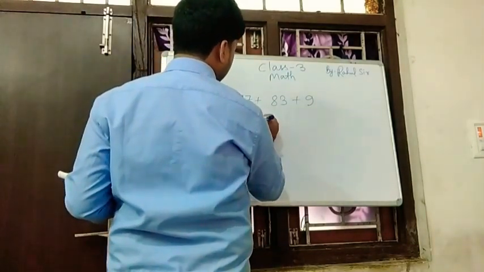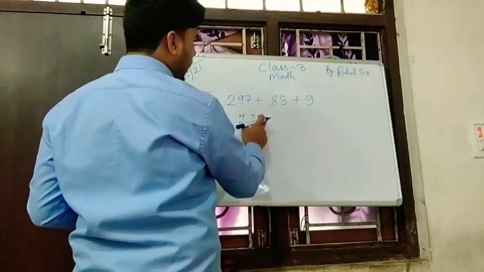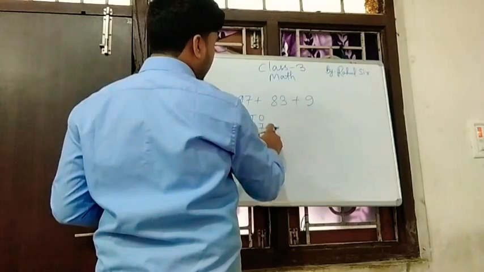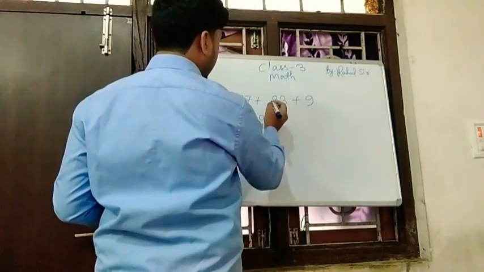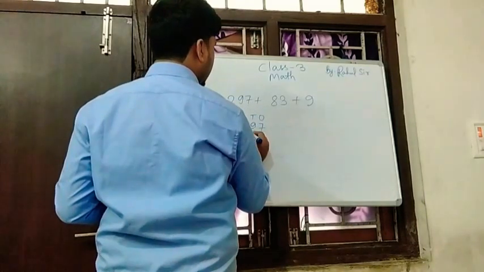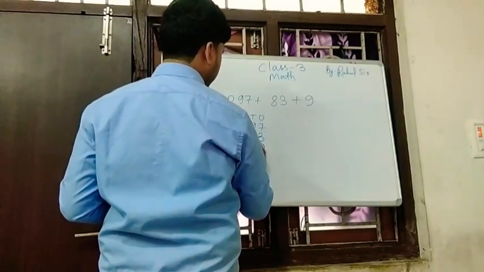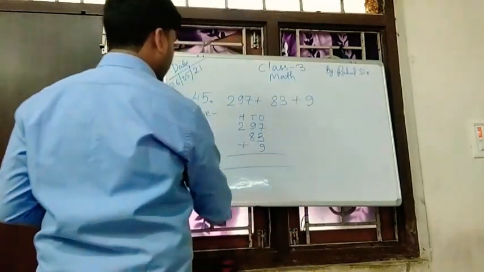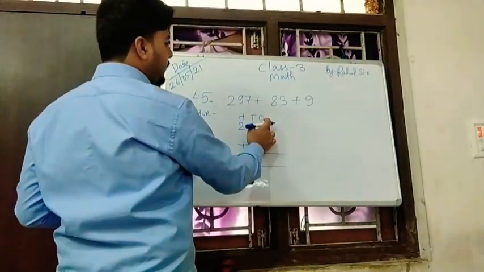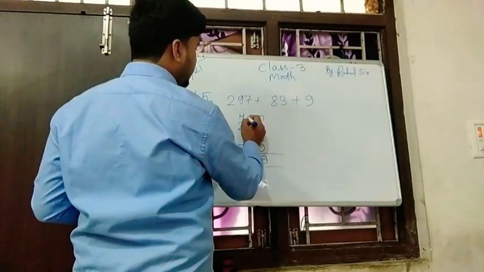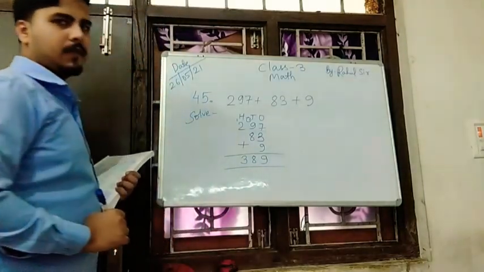So, we will first write 7, 9, 2. Once we write it, we can write the place values: O for 1, T for 10 and H for 100. Then we will write 38. Then we will write 83 and last one 9. We will add all these numbers. Okay. So 7 plus 3 plus 9 is 19, write 9 and carry 1. Then 9 plus 7 plus 1 is 18, write 8 and carry 1. Then 1 plus 2, 3. Any doubt?